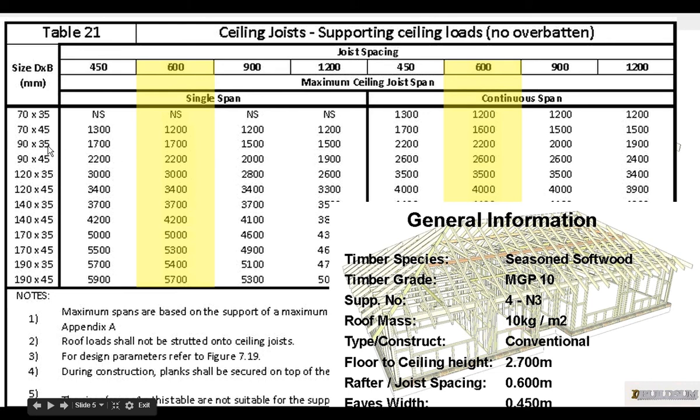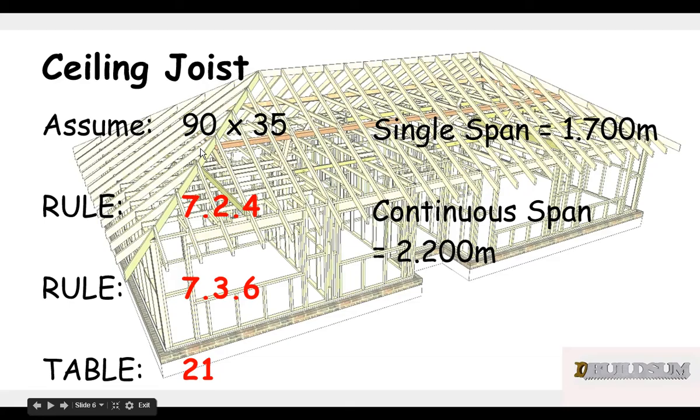Now all we have to do is come along our 90 by 35 rows and we'll find what our two spans are. For a single span, the maximum single span our ceiling joist can span is 1700, or 1.7 meters. And for a continuous span it is 2.2, or 2200 millimeters. So they're our maximum spans for our ceiling joists.